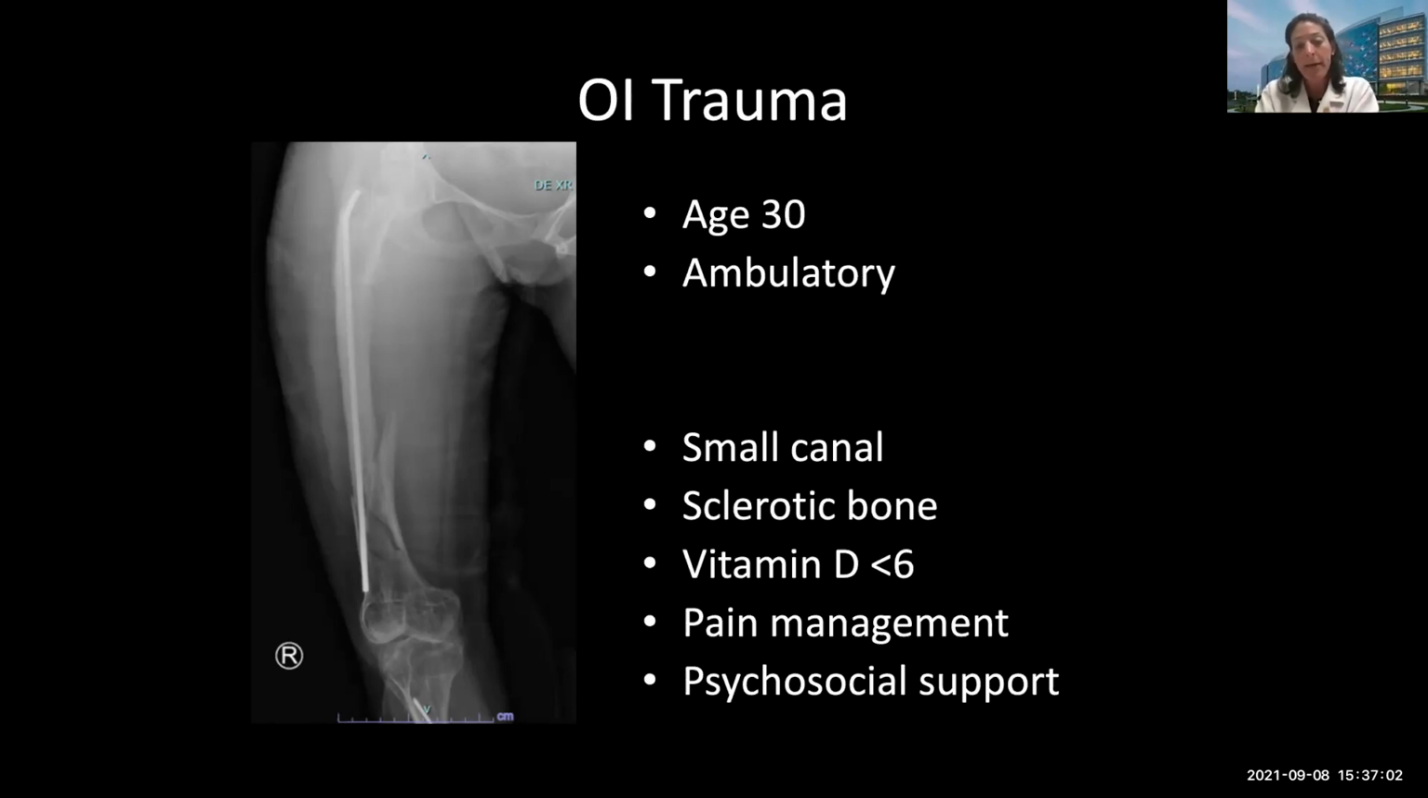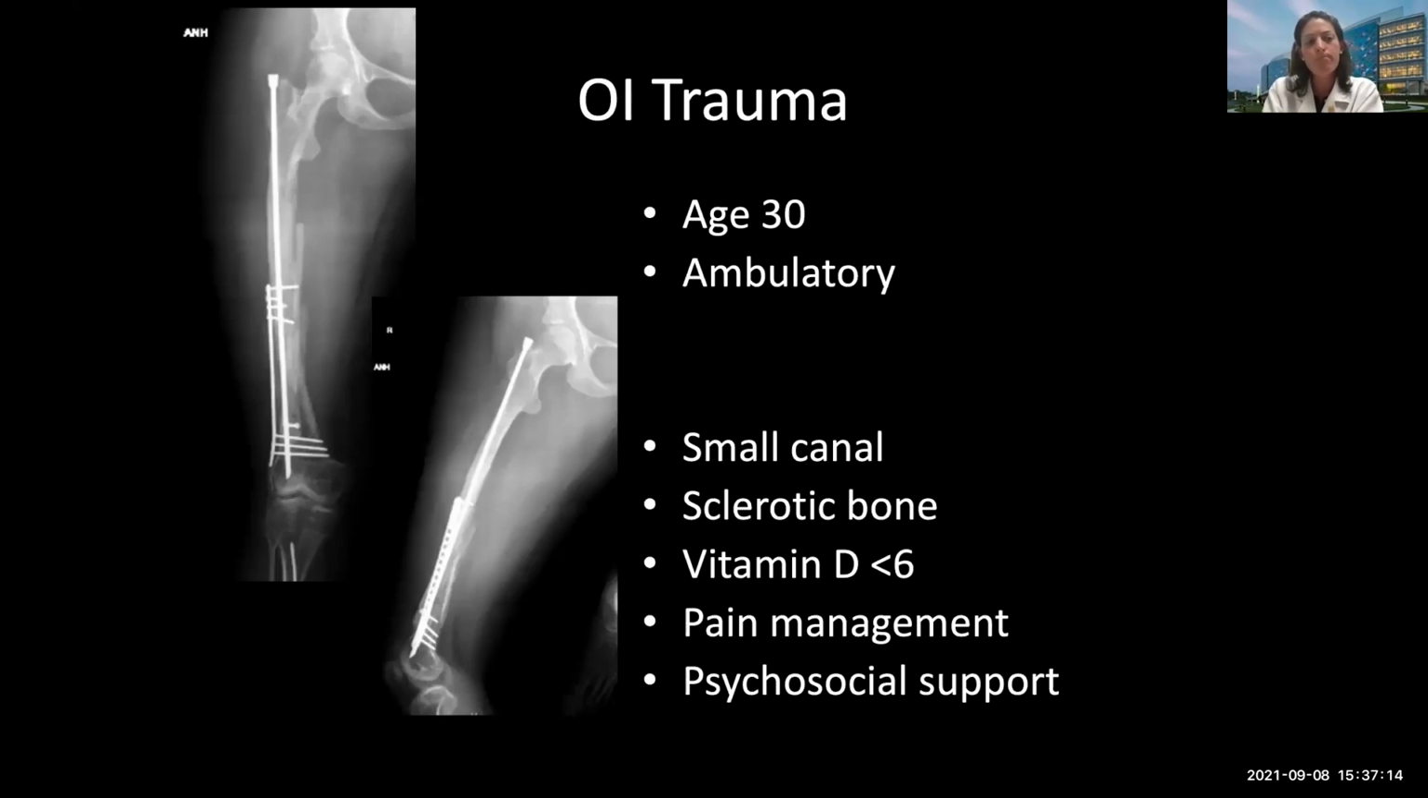There are pain management issues and different psychosocial support issues for a young adult in this stage of life affected by such a trauma. This was our reconstruction here. Again, we used fairly significant allograft to help at the fracture site. And again, that psychosocial support is an important part of the puzzle.